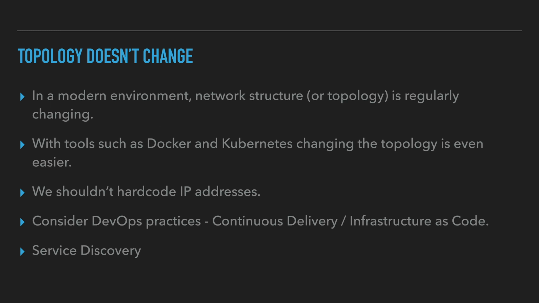The fifth fallacy is that topology does not change. In a distributed system, the network structure can change regularly, whether by accident, a server failing for example, or deliberate actions such as adding or removing a server. With tools such as Docker or Kubernetes, or using cloud infrastructure, changes to network topology are even easier to make. Our system should be able to adjust to changes in the network topology whilst remaining available.